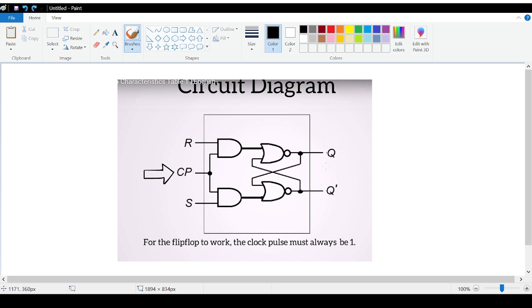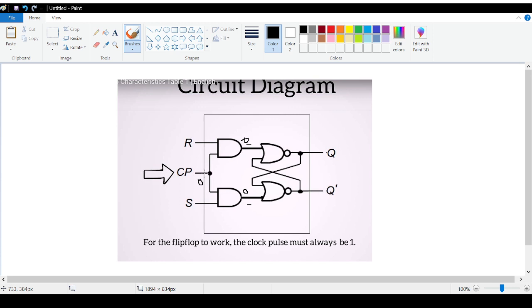So Q is the value that will be stored, and Q bar is the inverted version of the value. So if 0 is stored, Q bar will be 1. Okay, so Q and Q bar are complements of each other. Now remember that if my clock pulse here is 0, then 0 into R will be 0 and S into 0 will be 0. So here, if my clock pulse is 0, then my flip-flop will show no change, because I'm not able to pass the value of S and R.